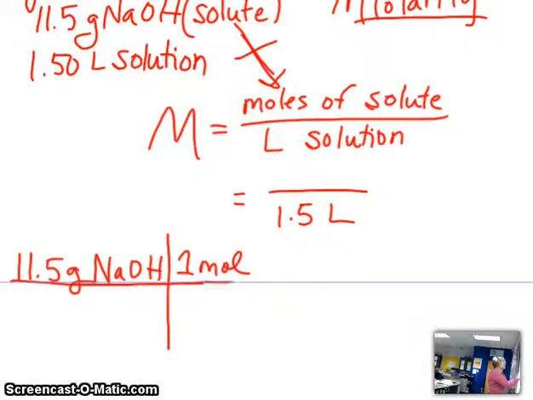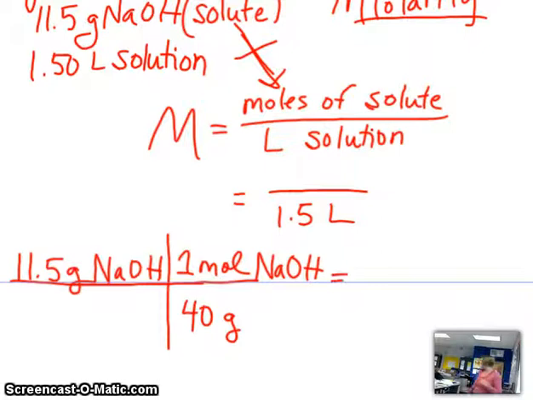We know that 1 mole of NaOH always equals its formula mass in grams. And if you calculate the formula mass of NaOH, I think it turns out to be exactly 40 grams. 22.99 and 1.01 plus 16. So that turns out to 40 grams.